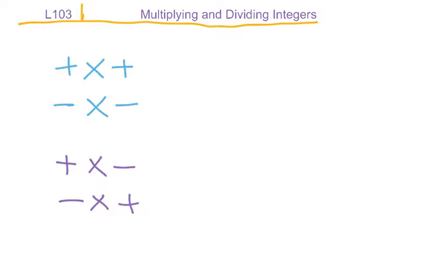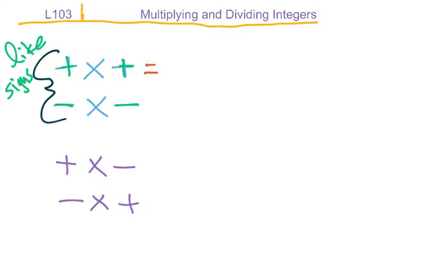And the way that multiplication and division work in the world of integers is we group these first two together and we call them, do you remember? Yeah, that's right. Good. We call them like signs. Why? Well, because a positive and a positive are alike, or a negative and a negative are alike. And the result of like sign multiplication is always, always, always a positive.